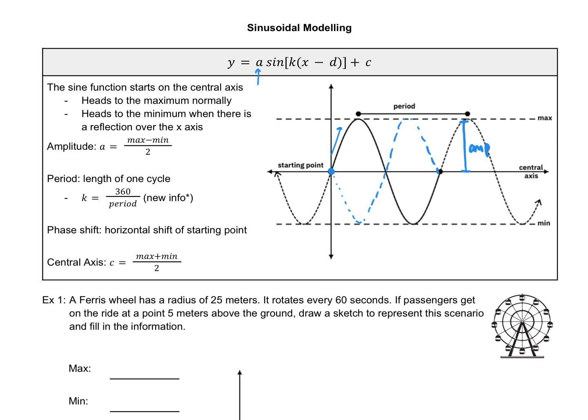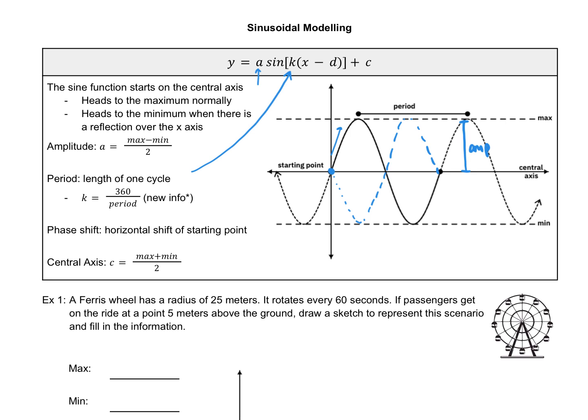We know that the period is the length of one cycle, and the period of a sine function is 360 degrees. However, we can't have every single word problem, every single scenario with a period of 360. So that results in this additional value that we haven't seen before. This is your K value. It represents a horizontal stretch or compression.